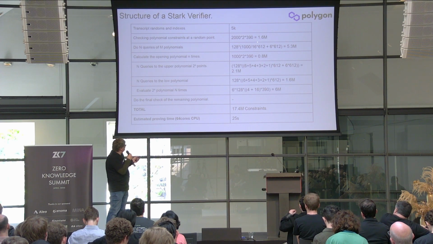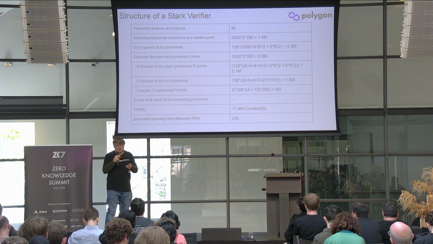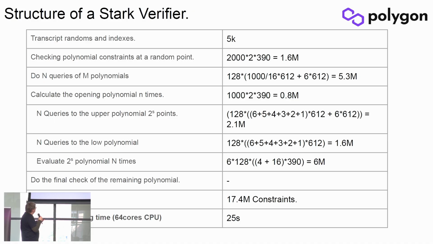This is the opening of all the evaluation points. So this is the 612. This is the hash cost. So this is in total 5.3 megahertz, and the evaluation of the polynomials is 0.8 megahertz. Is 390. Okay.